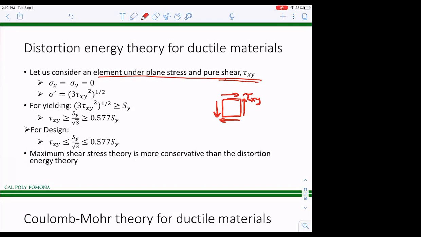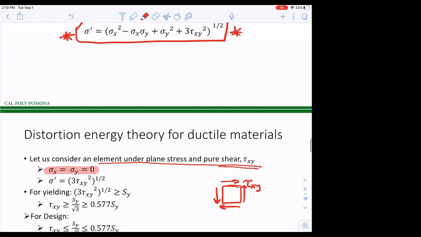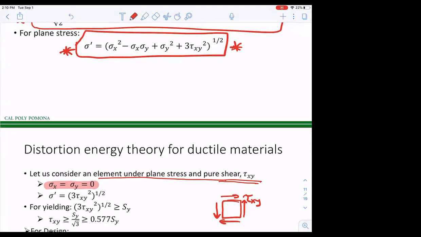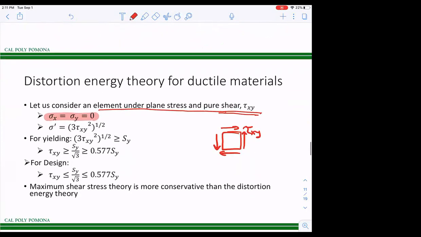If that is the case, then sigma x and sigma y are going to be 0. You do not have them. So let's plug into this formula. Sigma x is 0, sigma y is 0. I only have shear stresses. So my von Mises stress turns out to be sigma prime equals (3 tau xy squared) to the power half. This gives me something like √3 tau xy, right? So this is exactly what I have.